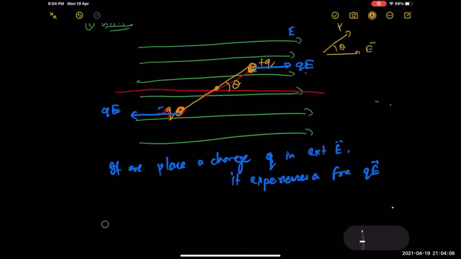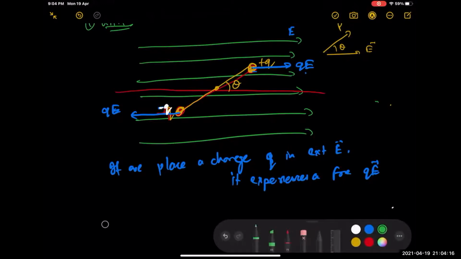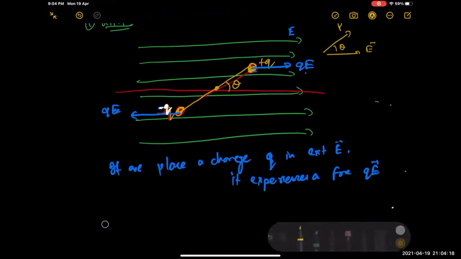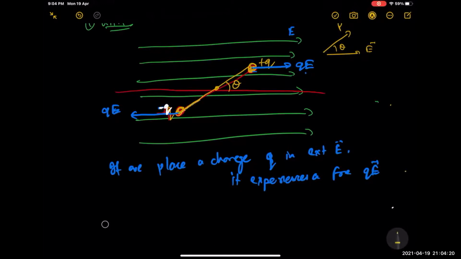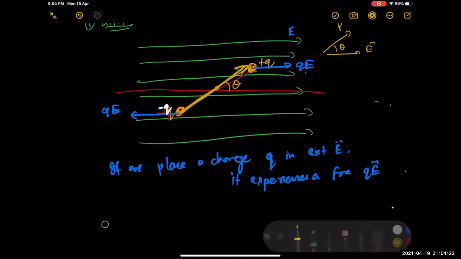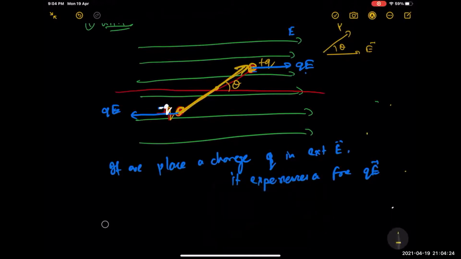This is a dipole moment, right? Dipole moment is this vector, the orange vector. It has got nothing to do with what I'm explaining, the force on the charges. This is the charge plus Q, this is charge minus Q. The force must be like this, no?